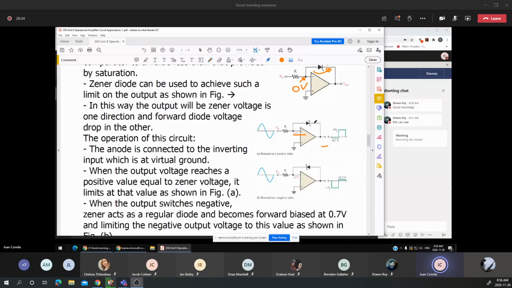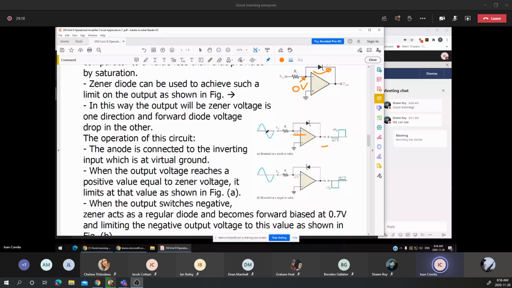If a negative voltage is applied on the cathode and the anode is connected to 0, I'm applying a negative potential on the cathode and a more positive potential on the anode, which means that the diode will act as a regular diode. It's a forward biased diode, so the voltage across the diode is 0.7, which means that the output voltage is at the 0.7 level due to the diode being forward biased.